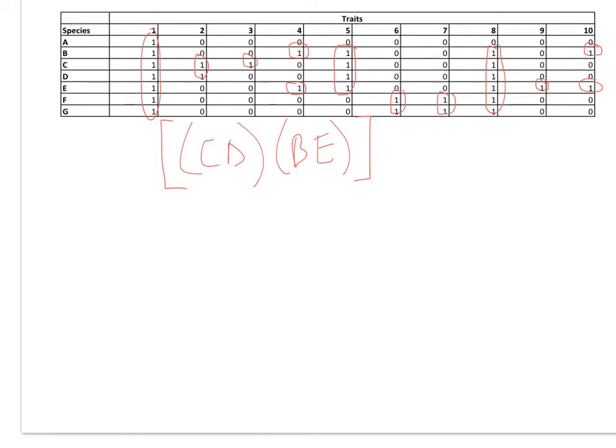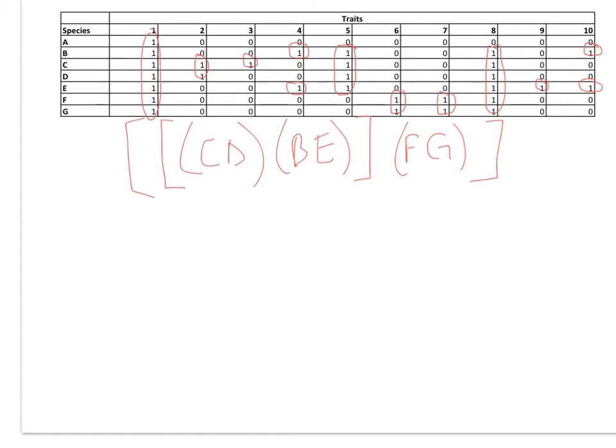Trait 6 puts F and G together, so they're their own little group outside of the B, C, D, and E. Trait 7 also shows that F and G are together. Trait 8 puts all of these, B, C, D, E, F, and G together, so we could put another bracket around all of these guys. And then trait 9 is just in one species, that doesn't tell us much, and trait 10 groups B and E together again, which we already knew.